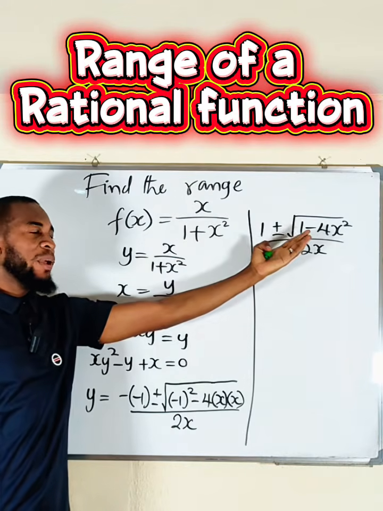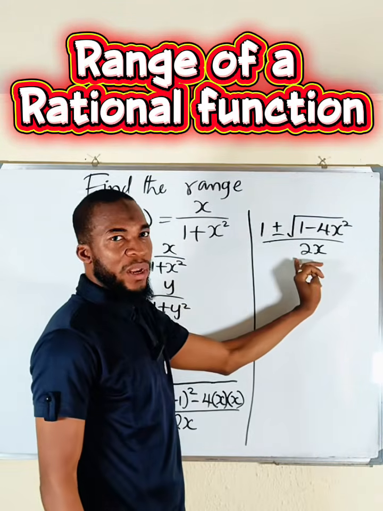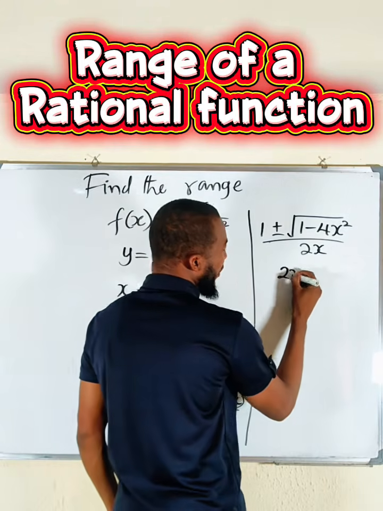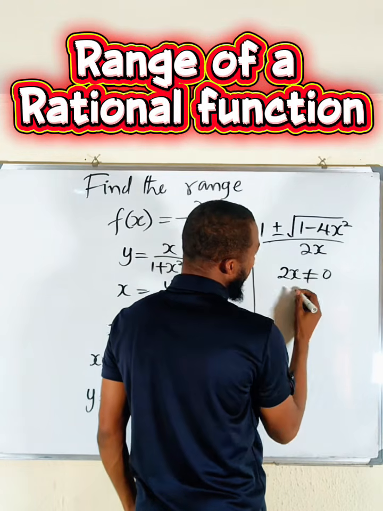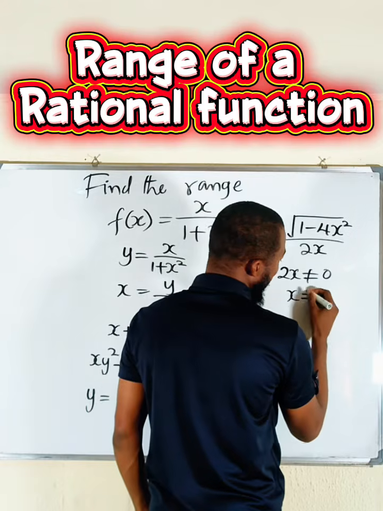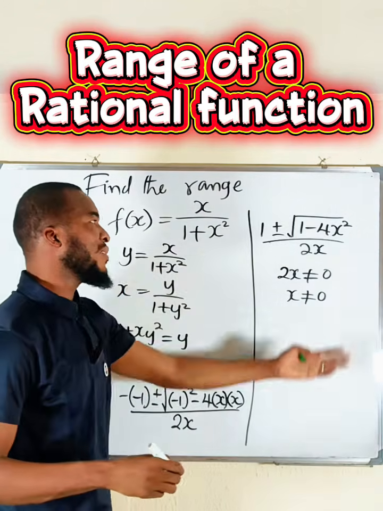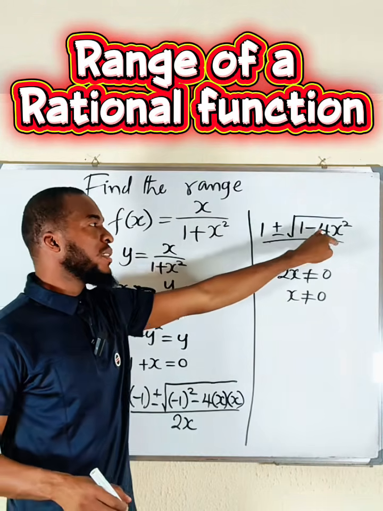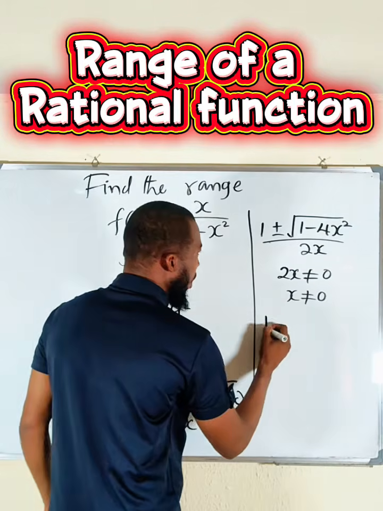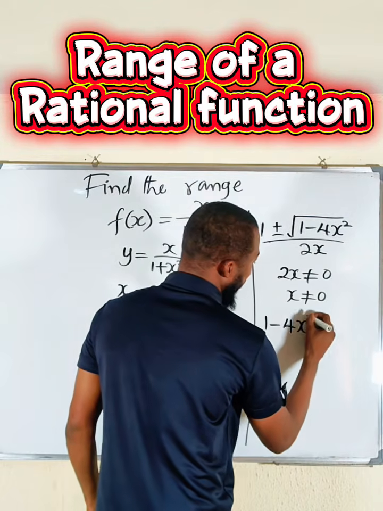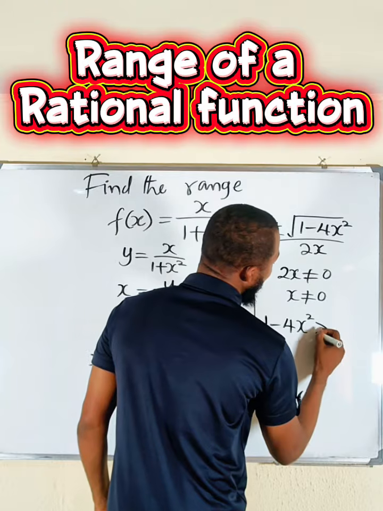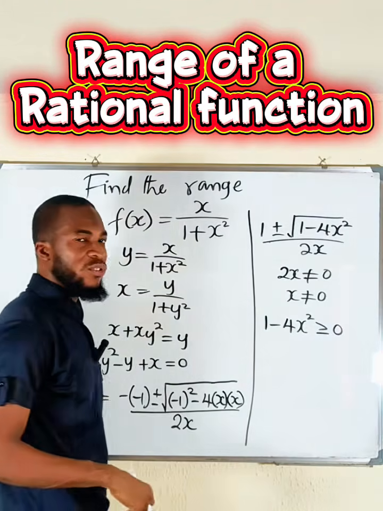So how can you find the domain of this? Remember, the bottom can never be equal to 0, so this 2x can never be 0, and therefore x cannot be 0. We are done with this. Then we have a square root. The radicand, that is 1 minus 4x squared, must forever be greater or equal to 0. That is what you should know.